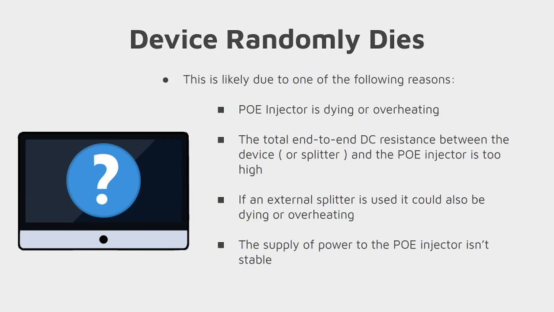It could be the line itself, that line between the patch panel and the wall. It either could be too long, or something else is causing the resistance in that line to be too high. It's not allowing the wattage and the amperage that's necessary for that device to get to the device. And last, it could be the supply of power to the POE injector or the POE switch. Maybe it isn't stable.